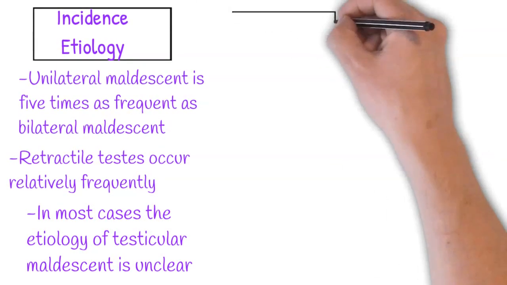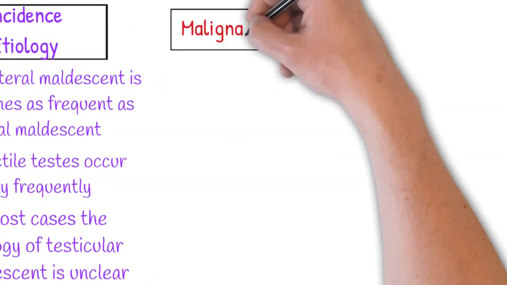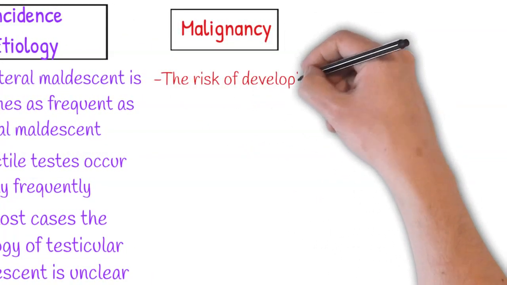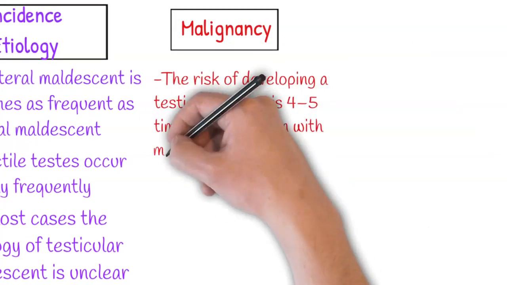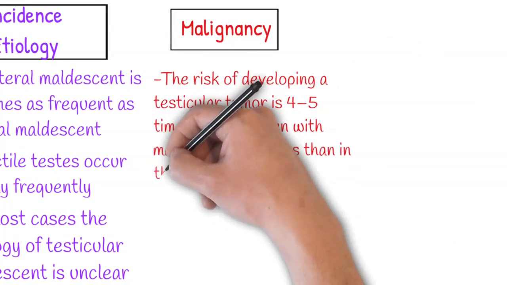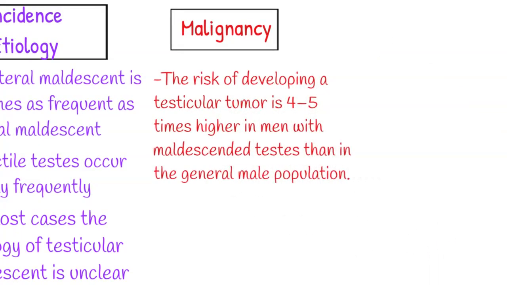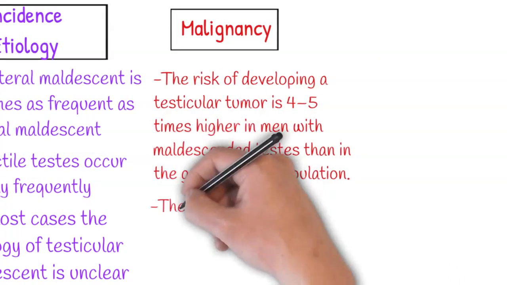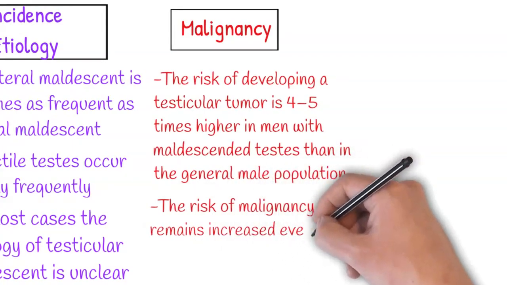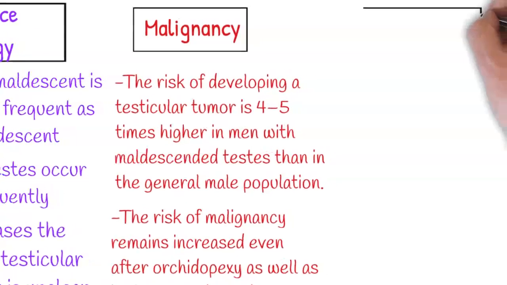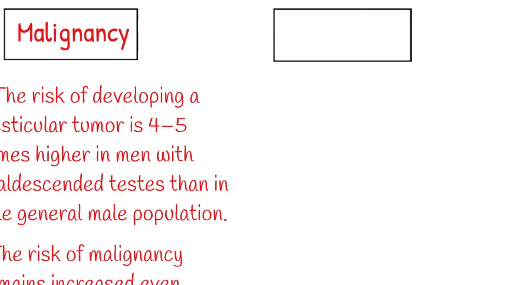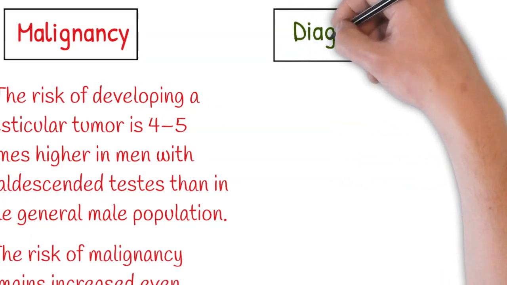What is the risk of malignancy in patients with mal-descended testes? The risk of developing testicular cancer is 4 to 5 times more common in patients with mal-descended testes than in the general male population. Also, the risk of developing malignancy remains high even after the testes have been pulled down into the scrotum by orchidopexy, and also in the contralateral testes.